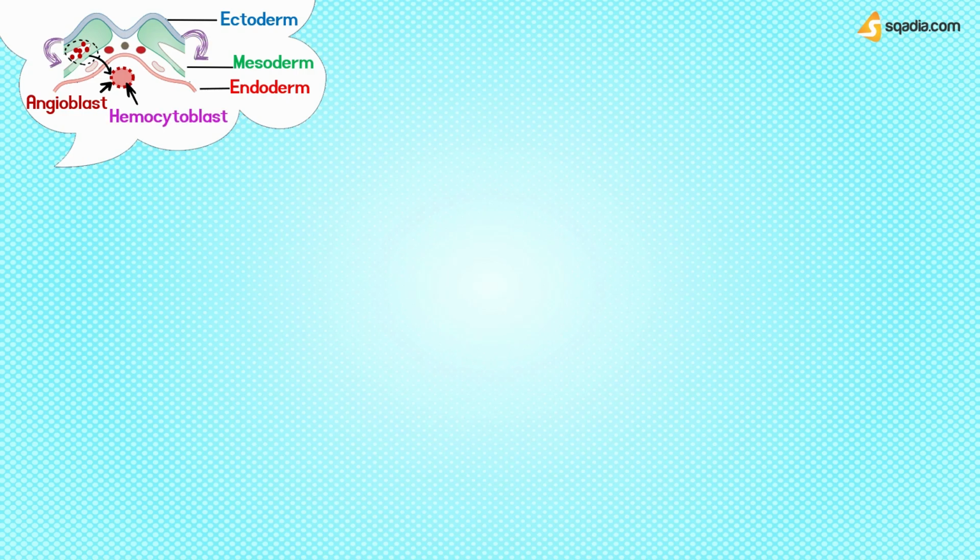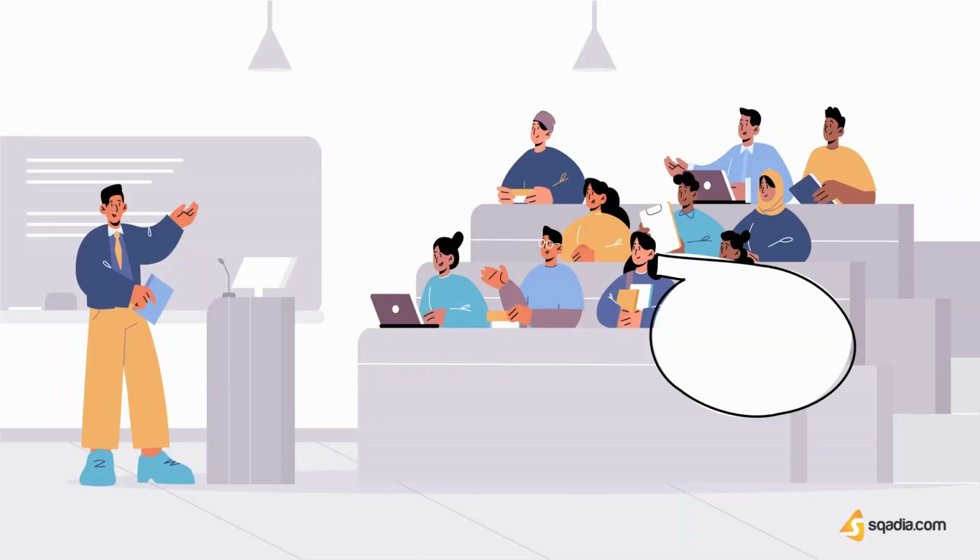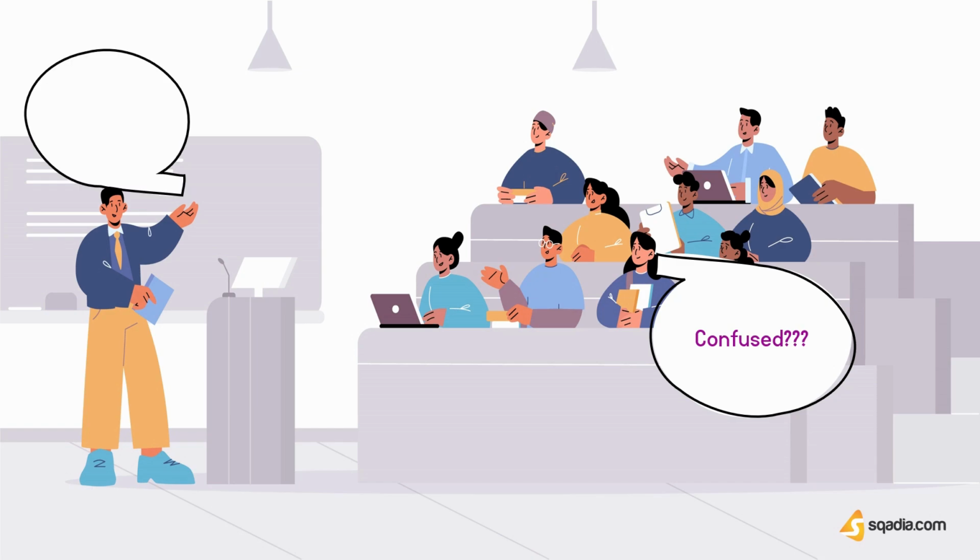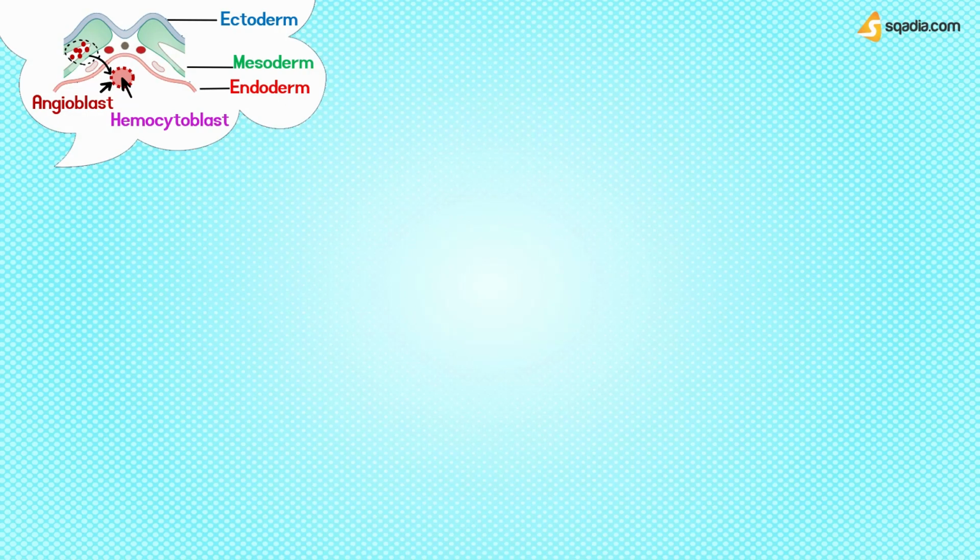Then there is the embryonic folding. Sir, the name indicates that it must be the folding of the embryo, but I am still confused. How is it possible? Does it cause malformation, disruption, or deformation of structures formed up till now? No, Alize. It's a normal developmental process of the embryo.